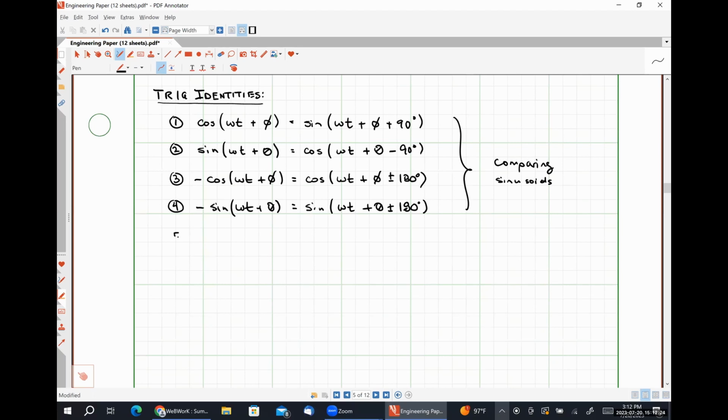So trig identity number 5. Let's say that we have sine of alpha plus beta. So this is the sine of the sum of two angles. Can be expressed as the sine of alpha times the cosine of beta plus the cosine of alpha times the sine of beta.